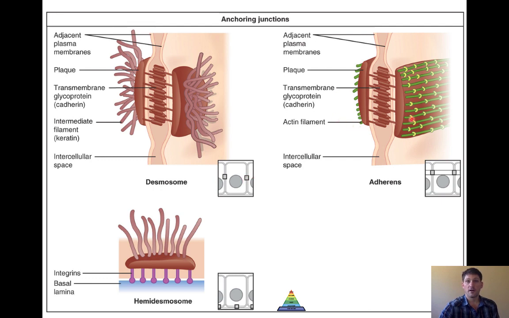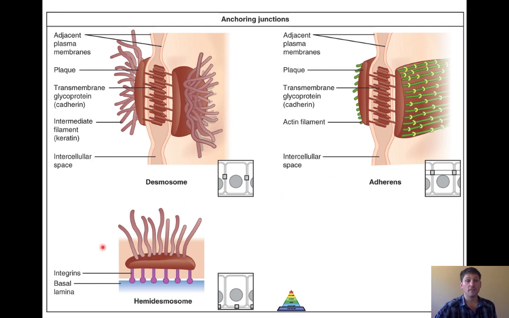We have adherins, a little bit different because look, we have actin filaments. What's interesting about that is sometimes these adherins, if they have actin filaments integrated with them, can actually contract, remember, an actin, tighten and pull and help with some cell mobility or create a little belt action, tightening around those cells.